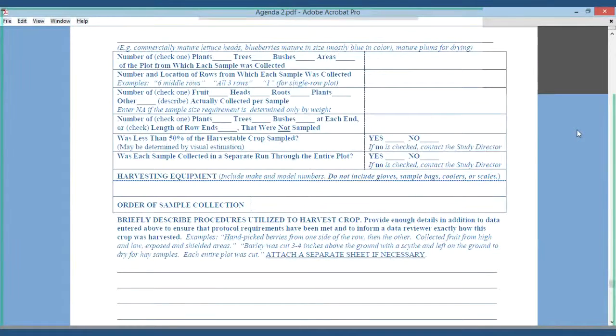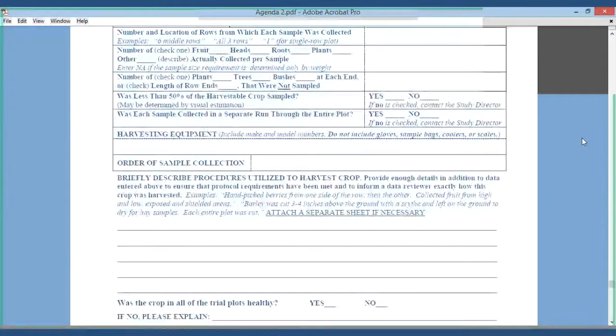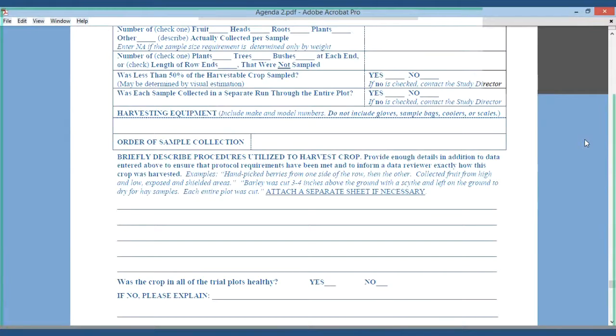Okay, so you also describe the equipment. This may be something such as a clipper, a scissors. You may use a knife to cut the fruit or to cut some part of the crop that you need to collect. Order of sample collection. So the order of sample collection, hopefully you should be collecting the control sample first and then the treated. Okay. And then there's a space here for a written description of what you did.